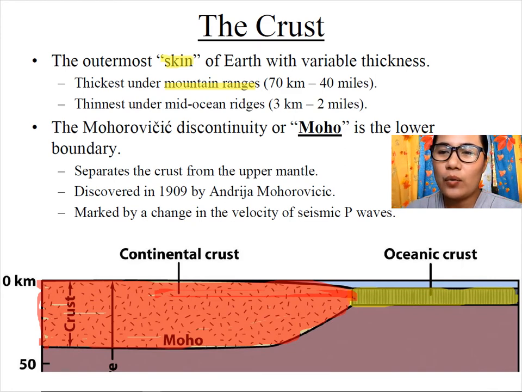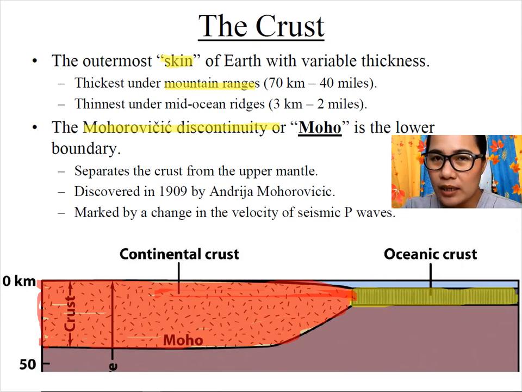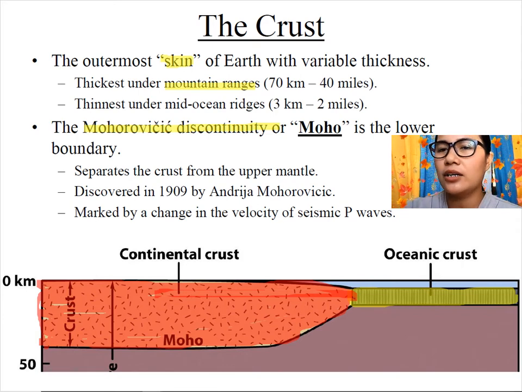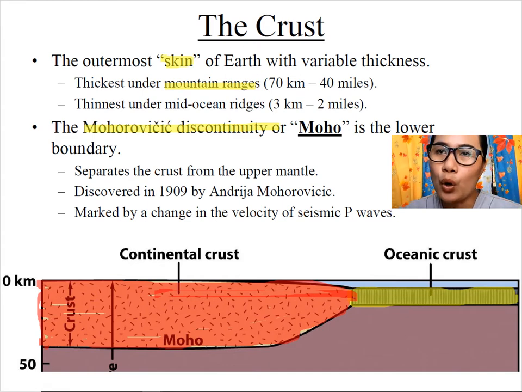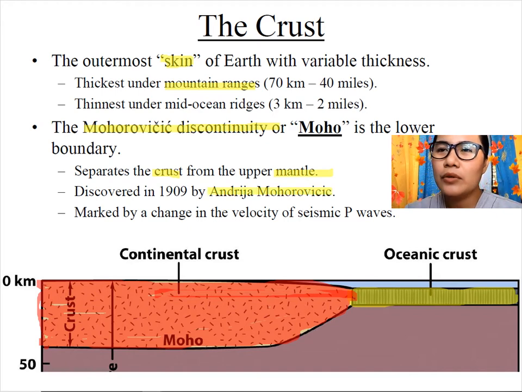Then we have here what we call the Mohorovicic discontinuity, or simply called MOHO. Si Mohorovicic, he is a scientist, apelyido niya. Ningon siya nga sa dili pa mo-abot ang mantle gikan sa crust sa babaw, naa pay gamay nga layer diha. Ang tawag ana MOHO discontinuity. It separates the crust from the mantle. Siya nag-separate ni crust from the upper mantle. It was discovered in 1909 by the Russian scientist Andrija Mohorovicic.